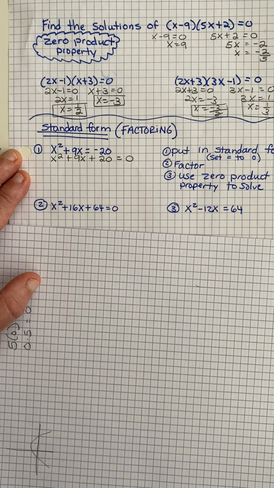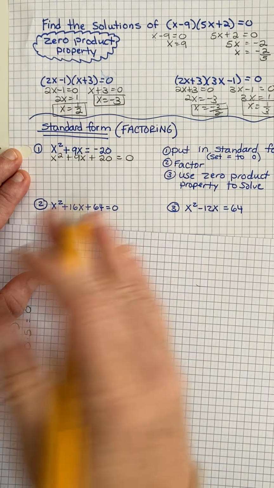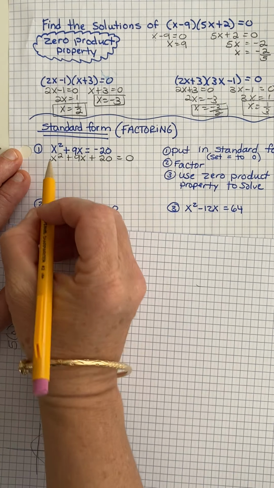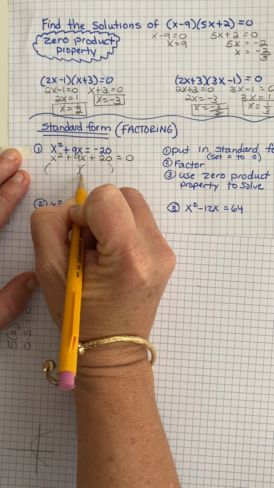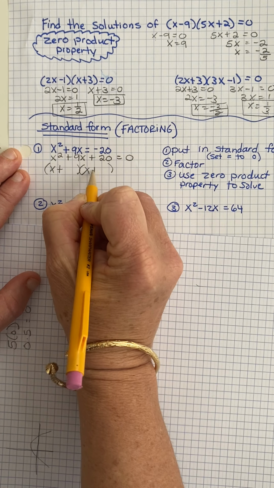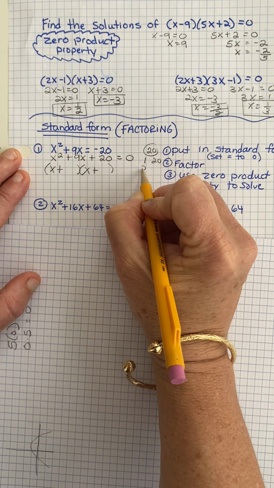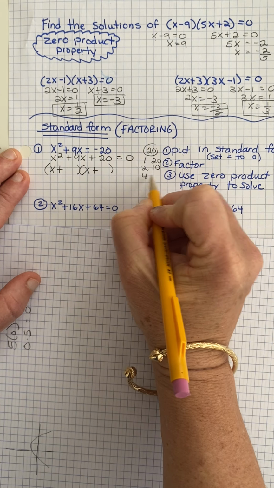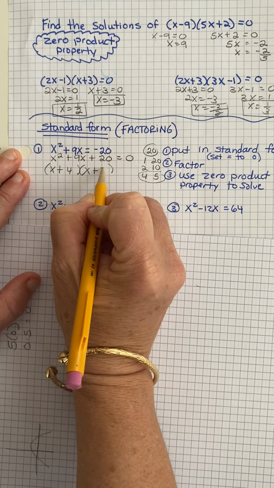All right, now that it's set equal to 0, now I'm going to say, well, can I factor this? Well, back to can I do it the long way or the short way? This is nice because it's the short way. So I'm going to go ahead and put my parentheses down. X, the signs are the same. They're both positive. Factors of 20. 1 and 20, 2 and 10. 4 and 5, there we go, 4 and 5, okay?